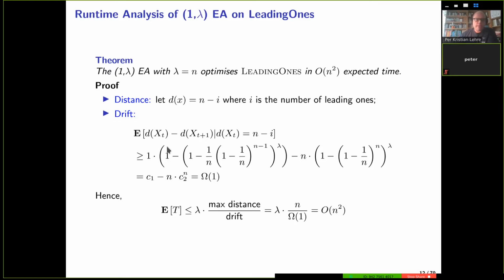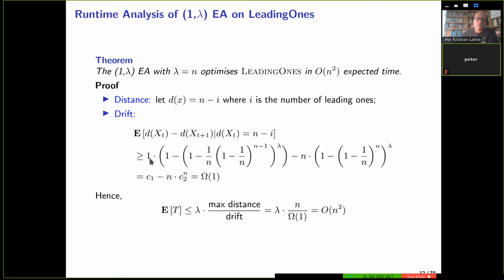So this is the probability that at least one of lambda individuals has an improvement. So then we've improved by at least 1. Okay, and then we can use some standard simplifications, which says that (1 - 1/n)^(n-1) is at least 1/e. And then we have (1 - e/n)^lambda, where lambda is n. This is again something close to 1/e, so this is a constant.